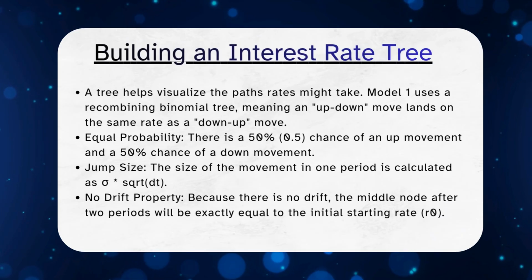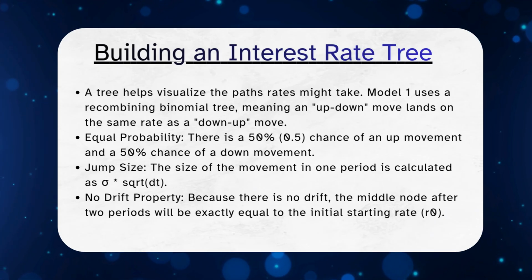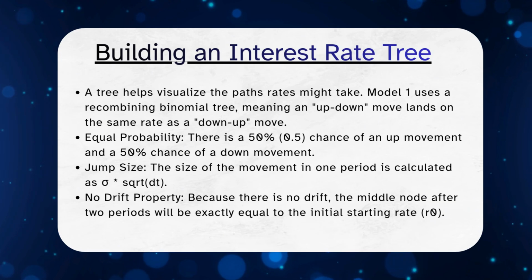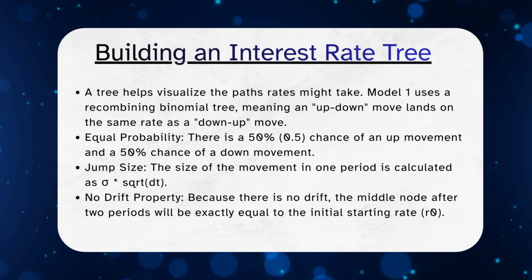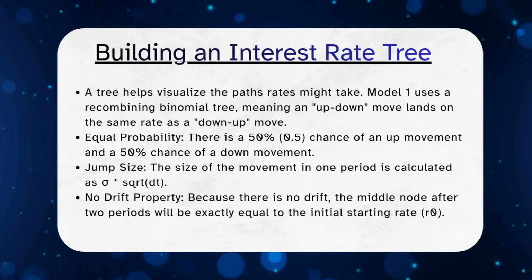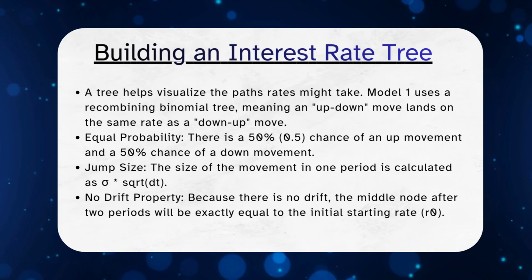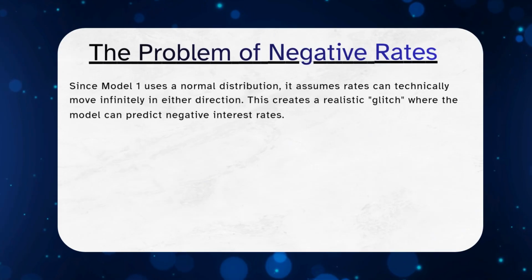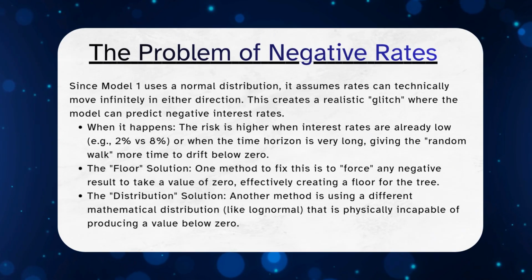We can visualize these possibilities using a recombining binomial tree. In this model, every step has an equal 50% probability of moving up or moving down. The size of that jump is determined by the formula, sigma times the square root of dt. Because the tree is recombining, an upward move followed by a downward move brings us back to the same middle point. In fact, because there is no drift, that middle node after 2 periods will always land exactly back at our initial starting rate.